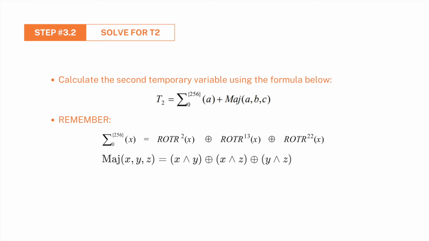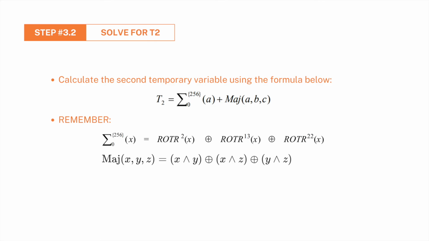For the first value in the equation, we just have to perform the uppercase sigma 0 on a. Then we just perform the majority operation on the working variables a, b, and c to get the second value. Finally, we perform the addition modulo 2 raised to 32 operation on the 2 values, and there we have our second temporary word.